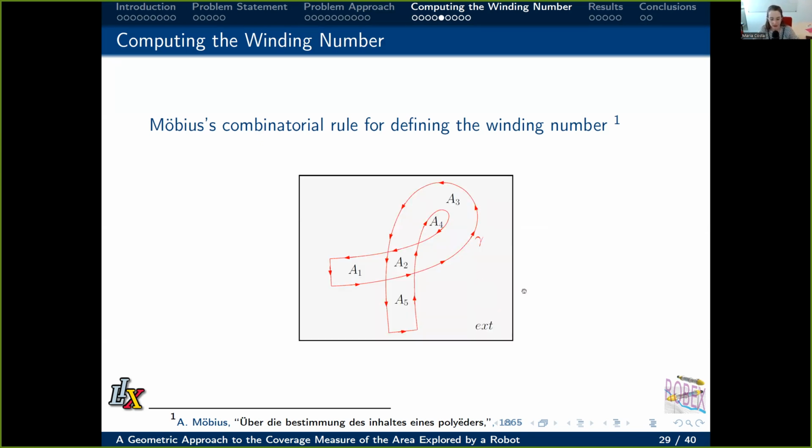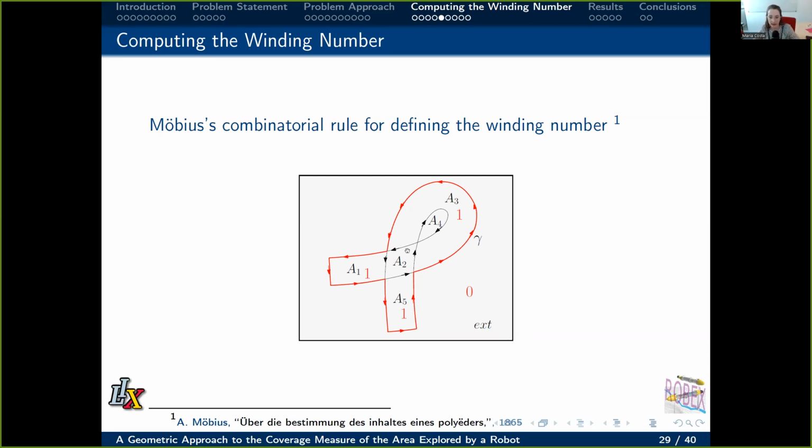And how does this work in our problem? We can start from the exterior, because the exterior is the only region with a winding number that we know for sure at the beginning, that must be 0. So we start with 0 on the exterior, and then we find all the regions that share a boundary with the exterior. So we have A1, A3, and A5. If we take the orientation of the edges that they are sharing, we can see that they are all on the left. So according to Mobius, we take 0 and we do +1 to obtain their winding number.